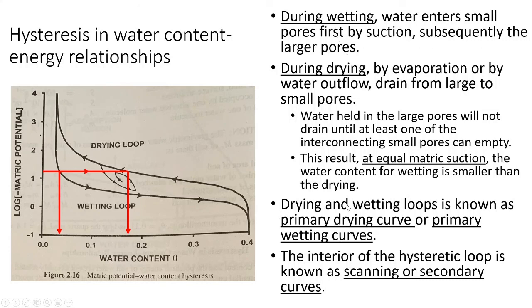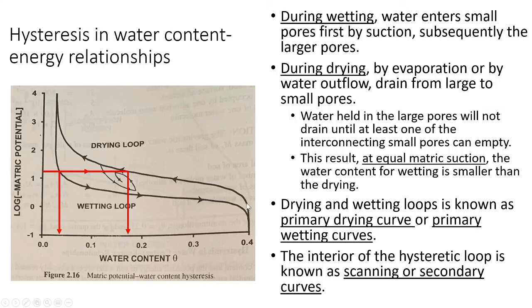All right, so the drying and wetting loop is known as a primary drying curve. So this is a primary drying curve, and this is the primary wetting curve. The interior of the hysteresis loop is known as the scanning or secondary curve. So why does this happen? Why do we have this scanning or secondary curve?